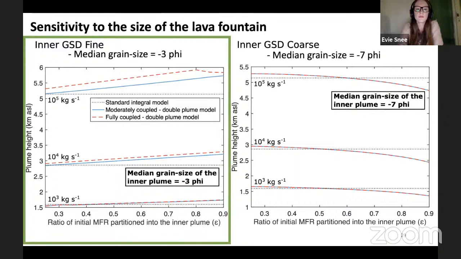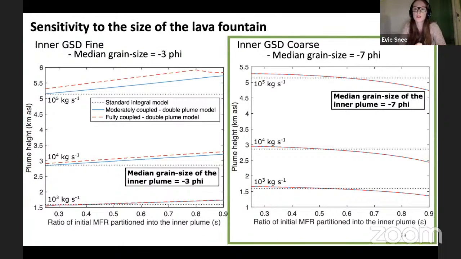And what we can see is, as the lava fountain gets bigger, so as we put more of the initial mass flow rate into the inner plume, the final height the plume can reach increases. This is because the grain size distribution is quite fine, so anything that falls out can be added to the surrounding plume or can go into the start of the single plume. So the more of this material we have, because it's hotter than the surrounding tephra plume, the more energy is associated with it, so we can make our plume go higher.